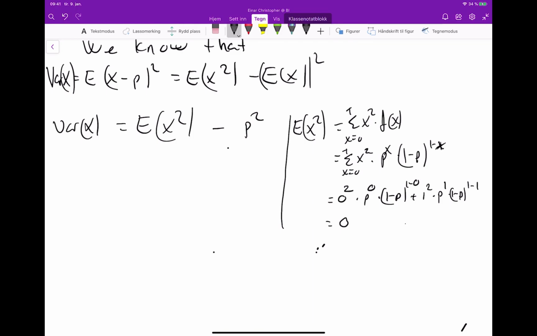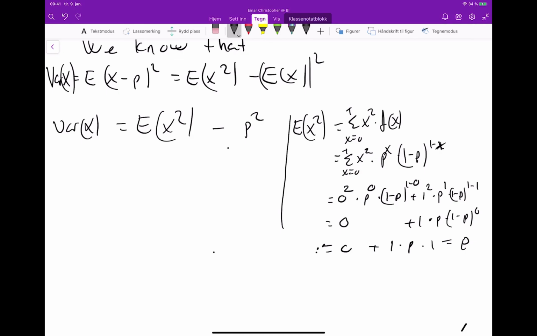And plus 1 times p times 1 minus p in 0. This gives 0 plus 1 times p times, and something in 0 is 1. So this is just p.